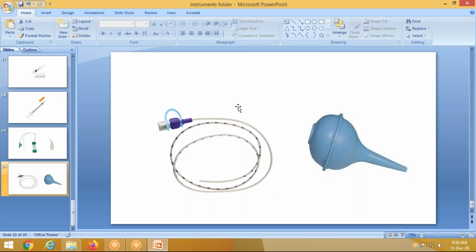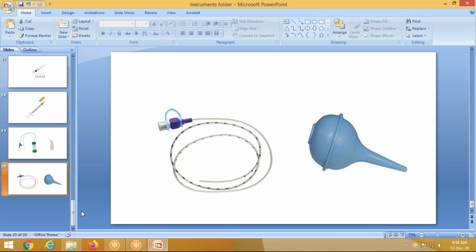So this is the nasogastric tube. This is the feeding tube. You can use it for aspiration of the amniotic fluid in resuscitation, or for taking a gastric aspirate for tuberculosis diagnosis, or for giving any feeds.